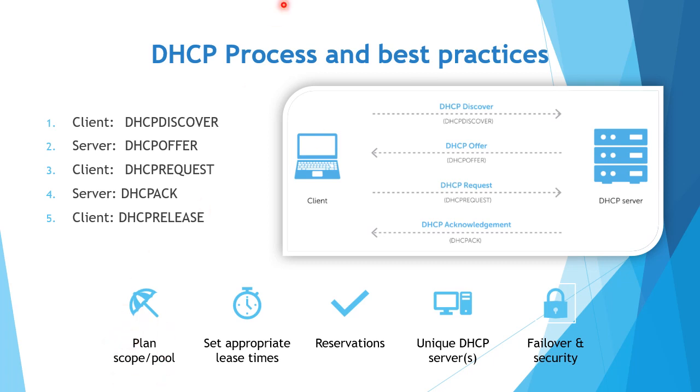The best practices here are to create separate scopes for each subnet, which improves organization and simplifies management. Set appropriate lease times, so longer or permanent for servers, much shorter for mobile devices. Consider reservations, so critical and static devices like printers or servers should have a dedicated address. Being unique, a domain controller should be on a separate server for better performance and security, and then plan for redundancy with failover and security. So set up multiple DHCP servers in case the primary server fails.